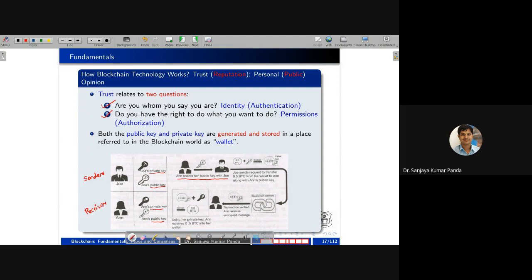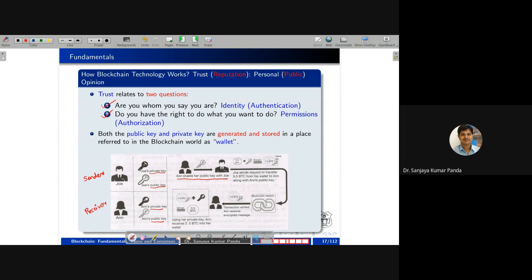So in order to send any message, you need the receiver's public key. Okay. Once you get the public key, then what will Joy do? Joy sends the request to transfer a particular amount. Here I have considered the amount as 0.5 BTC from his wallet to N, along with N's public key.